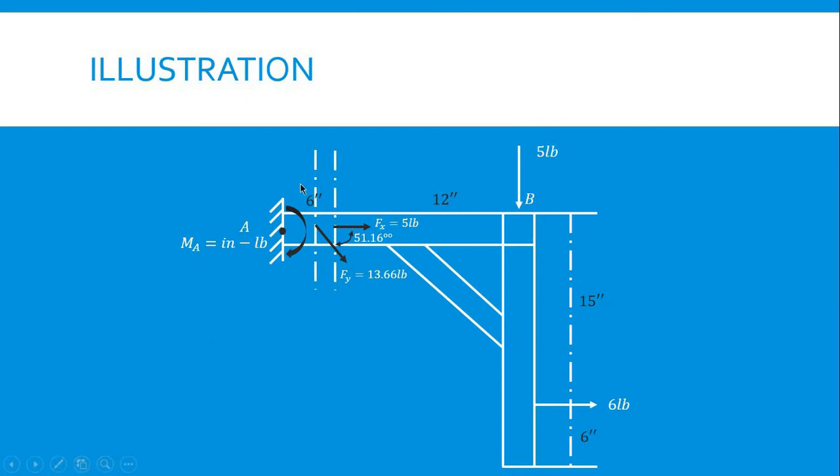So this is the illustration for the answer. This is the F of x, which has 5 pounds, the degree, which is 51.16 degrees, and the F of y, which is 13.66 pounds. And it is turning clockwise.